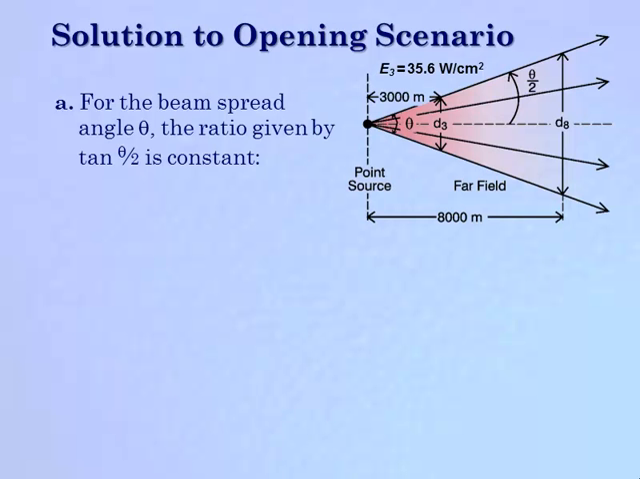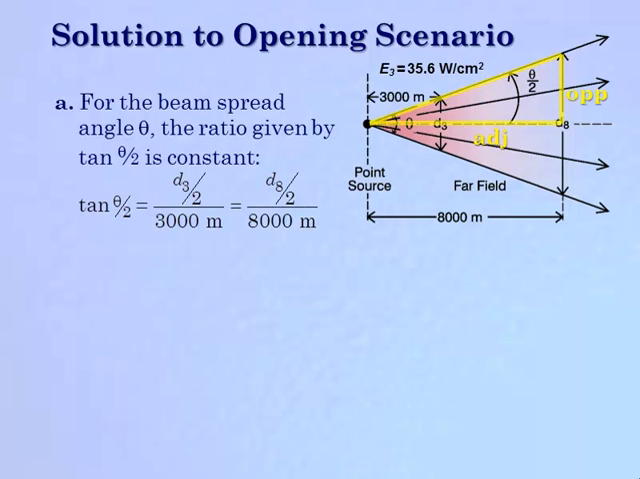Now let's return to that opening scenario where we had the beam being spread by an angle theta. We've noted that there's a ratio called tangent, which you'll learn in a later module in this course, which is equal to the opposite over the adjacent side of a right triangle. On this particular triangle, the angle is theta over 2. If the entire angle of the beam spread is theta, then half of it will be theta over 2.